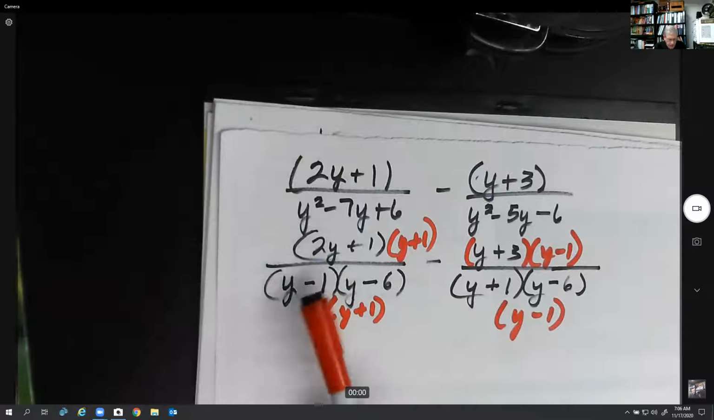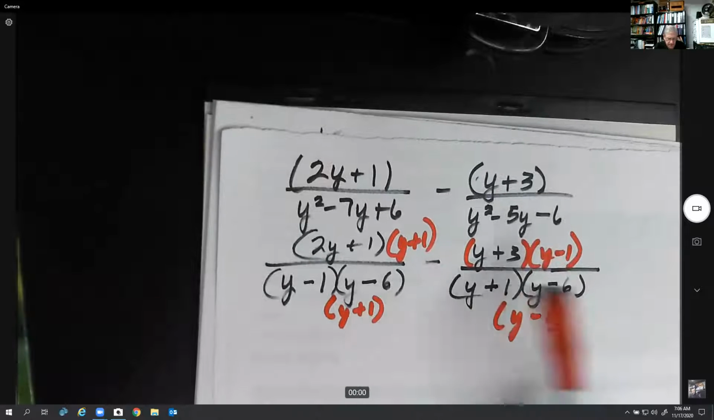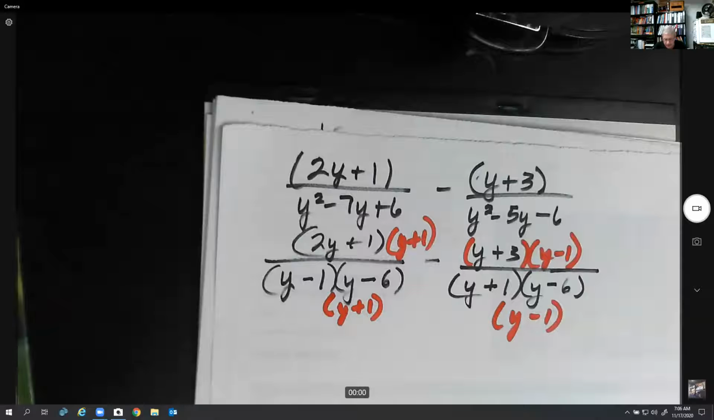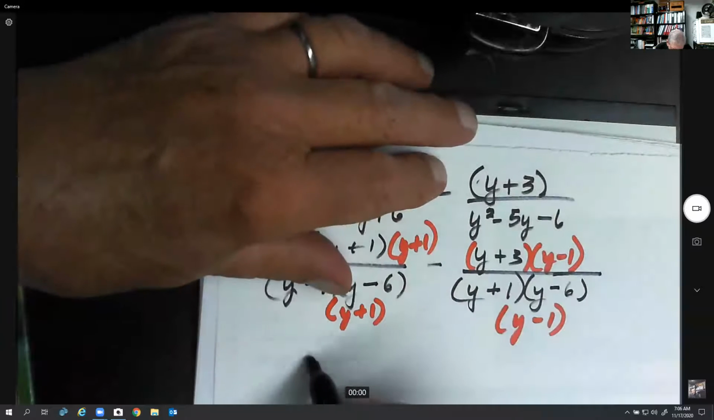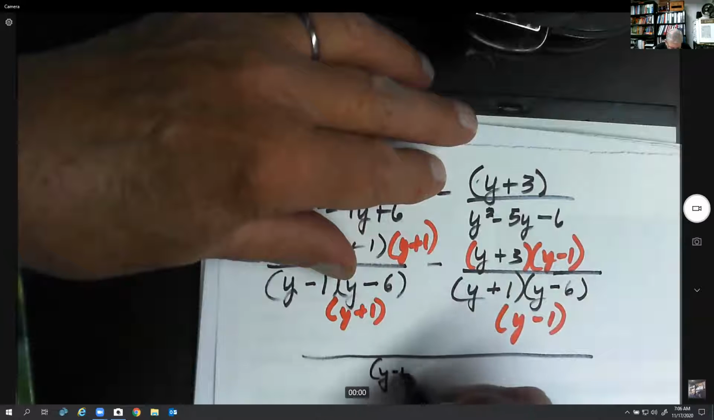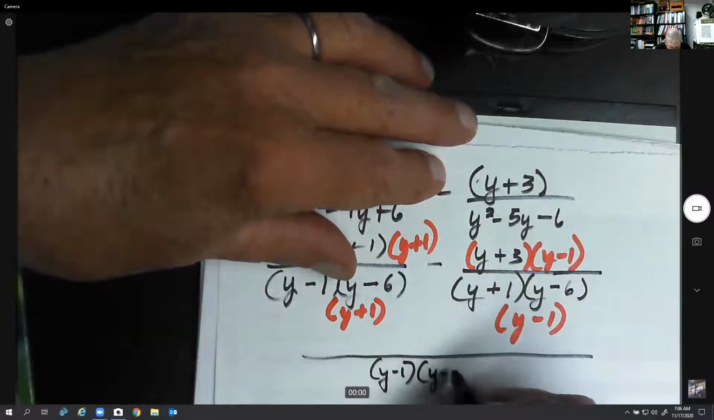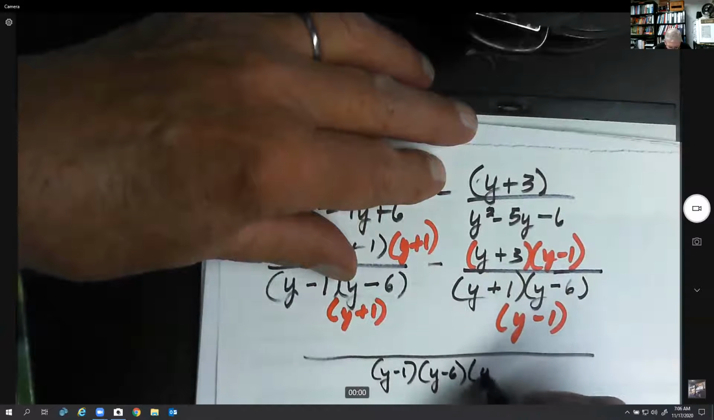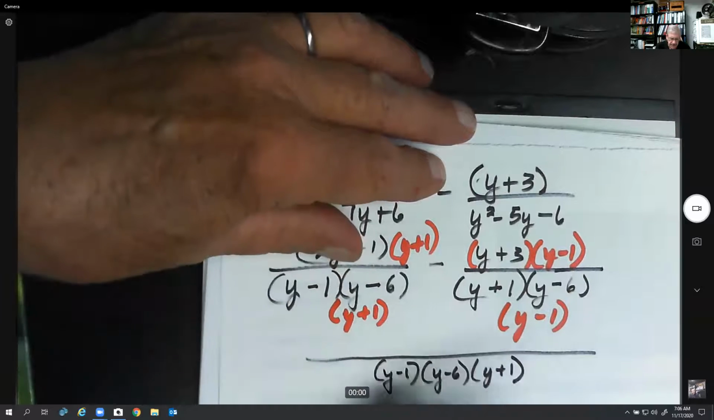Anyhow, they both have the same denominators. Let's see. Y minus 1, y minus 1, y minus 6, y minus 6, y plus 1, y plus 1. Kind of a horrible denominator, but a long one. Let's write it all down. Y minus 1, y minus 6, y plus 1. That's our first thing. Make sure that this is all the same.